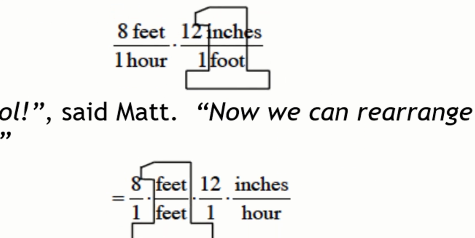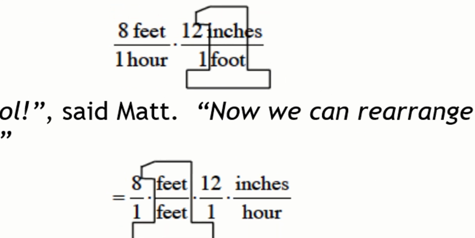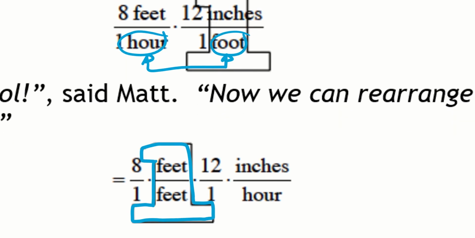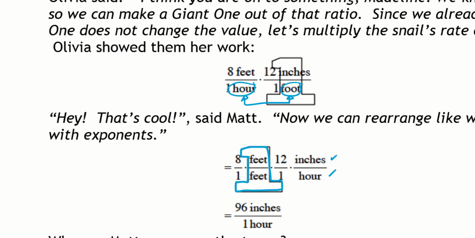So if you look at what Matt's suggesting, he's saying, hey, look, I've got hours here and feet here. I just want to switch their locations. I want to swap out where they're at. So when I do that, I can very clearly see this giant one of a foot over a foot, right? Feet units over feet units, that's equal to one. So that's gone. So all I have now are inches per hour. So we end up getting inches per hour.